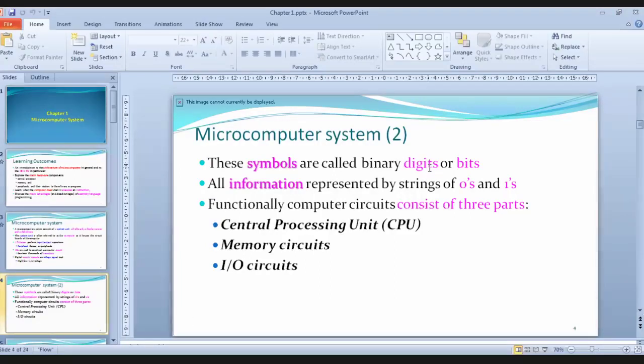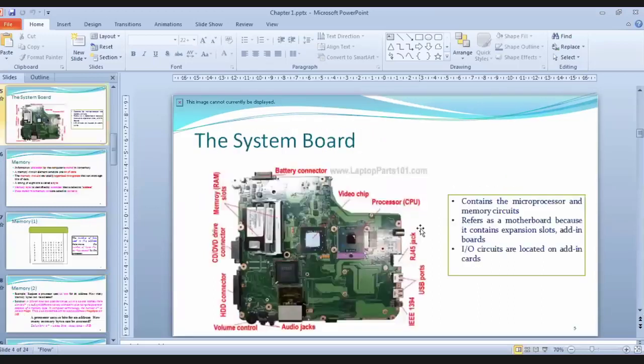Then these bits, you are representing as a string, a collection of bits becoming a kind of string, like a number of zeros and a number of ones. So that's why you are saying that it is a string. And you see that the microcomputer system, or you can particularly say the IBM PC, basically consists of these three devices: functional computer circuits, the central processing unit, memory circuit, and the IO circuit.